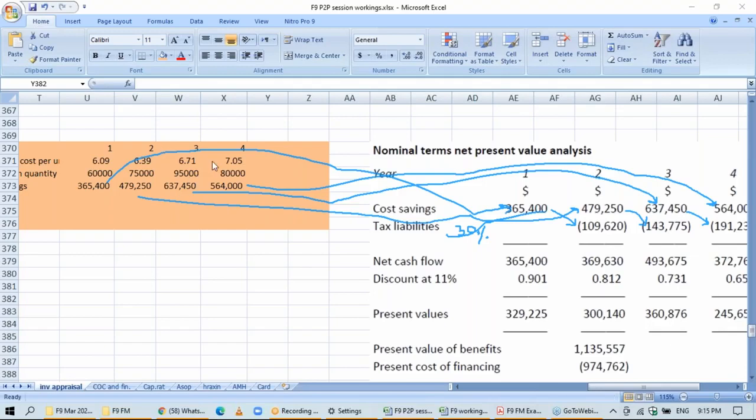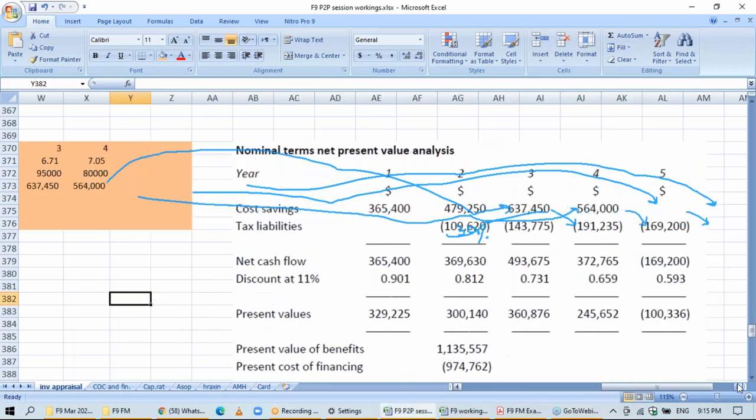Okay, so now 11% was the present value fraction. After calculating the cost savings and the taxes to be paid on those cost savings, we get the net cash flows, and then we calculate the present values of those net cash flows.